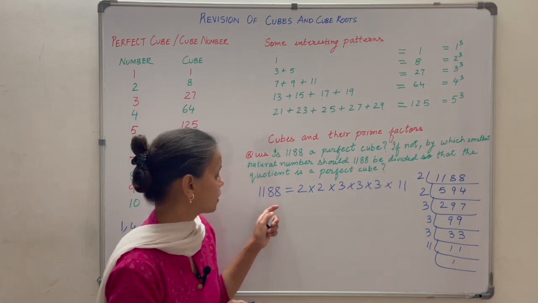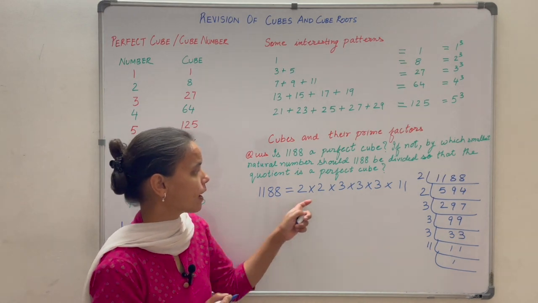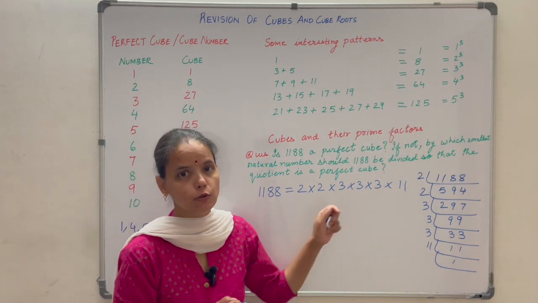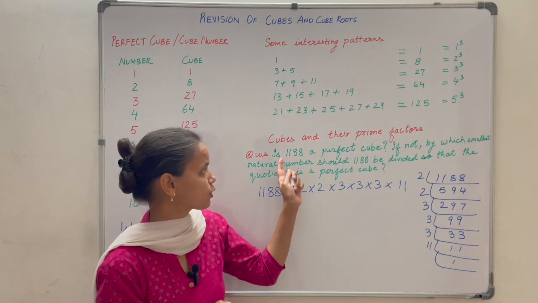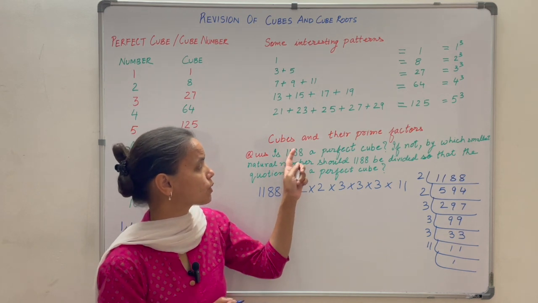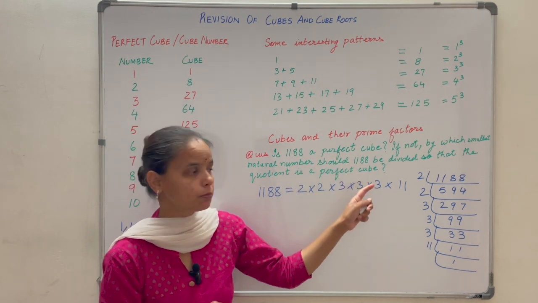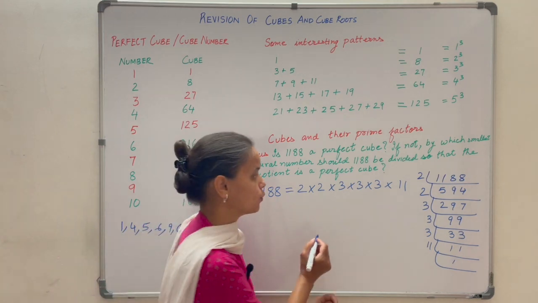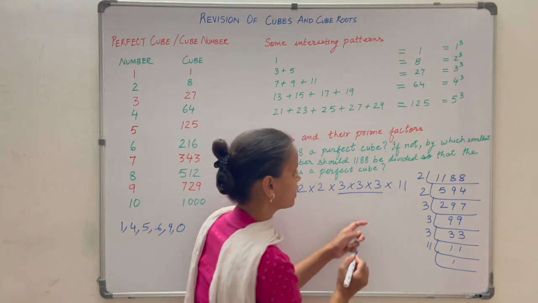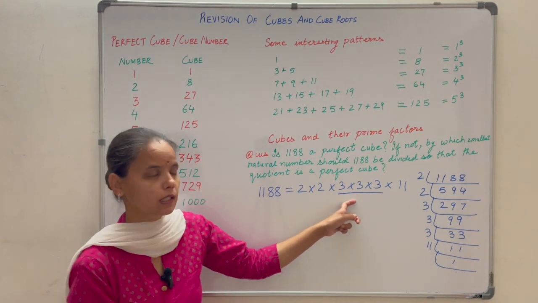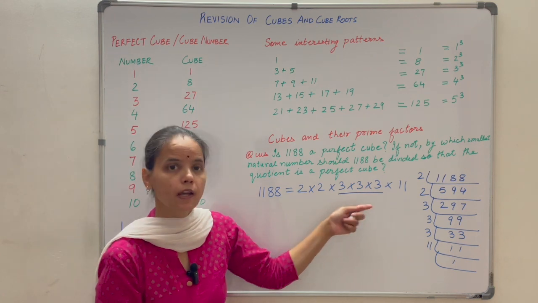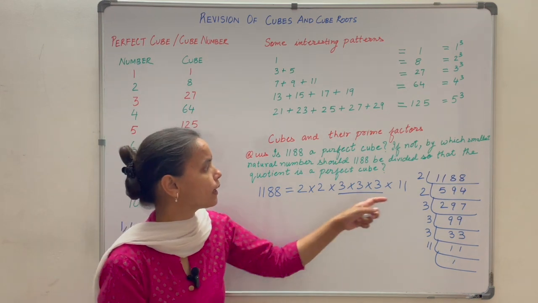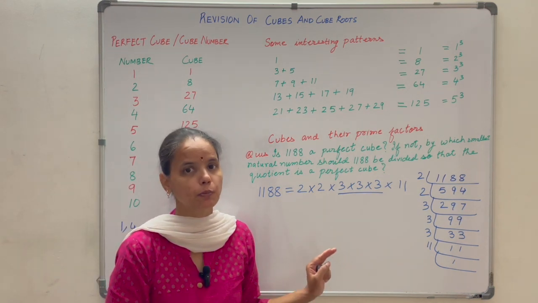So for this to be a perfect cube, every factor should appear in a group of 3. That is what they have asked you here. Is 1188 a perfect cube? Answer is clearly no, because only one factor, that is 3, is appearing in a group of 3. Remaining two factors, 2 and 11, are not appearing in a group of 3.